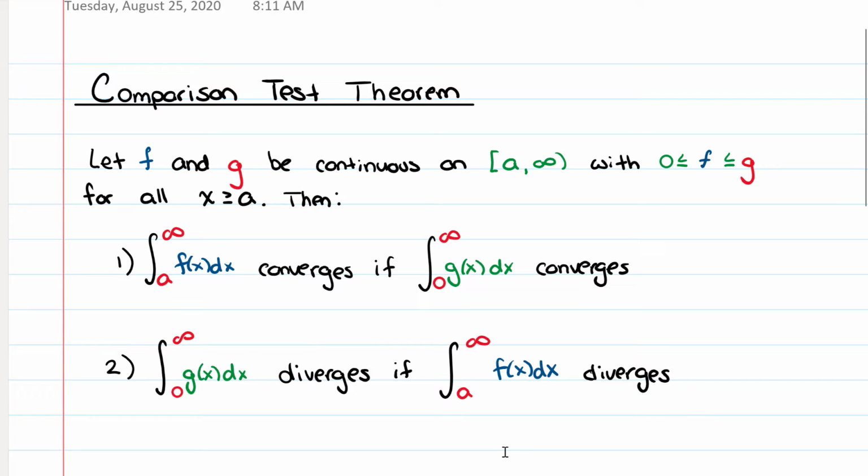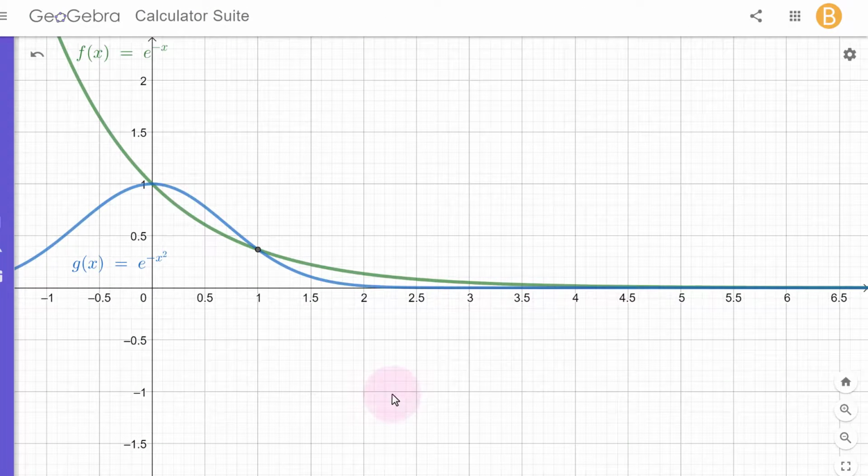So before we dive into our example, I want to go over a graph and show you what I mean by that. Here I have two functions, e to the negative x and e to the negative x squared. You can see after a certain point that the green function is always above the blue function. So if the green function converges, then the blue function has to converge. If the bottom function diverges, then the green one also has to diverge.